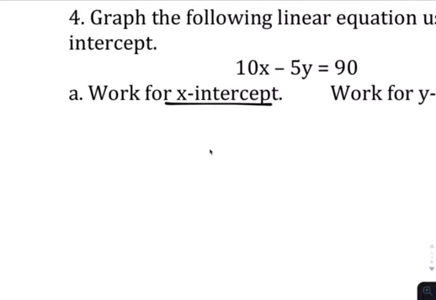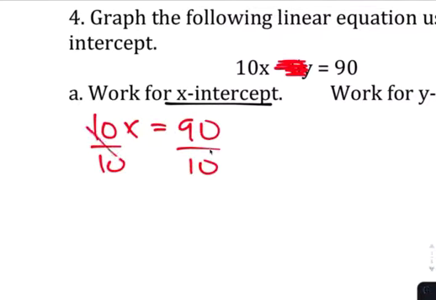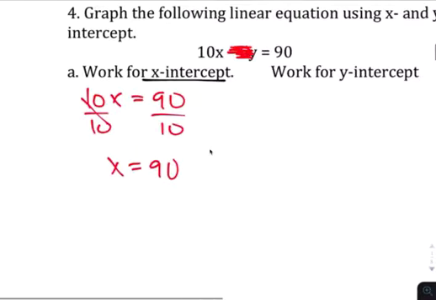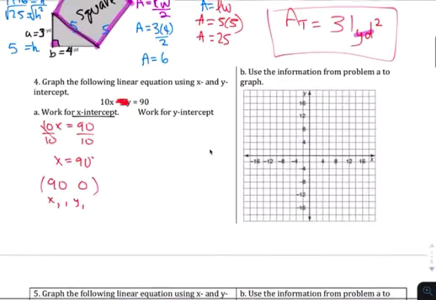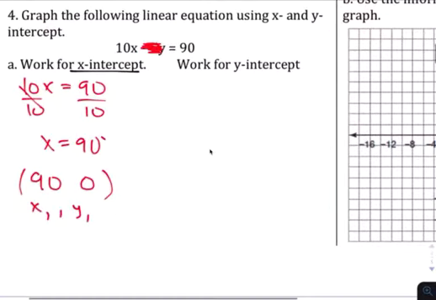You're finding the x-intercept and y-intercept. For the x-intercept, you pretend that y isn't there. So you get 10x equals 90. You divide by 10, divide by 10. You get x equals 9. This is your first point, your ordered pair, x sub 1, y sub 1. X is 9, and y goes here, it is 0. I mean 9, not 90, goodness gracious.